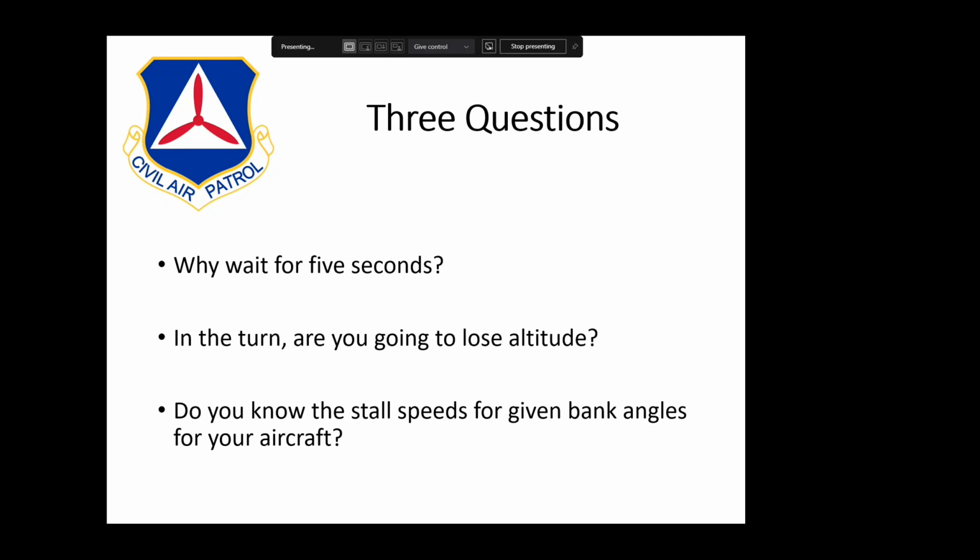So in this turn, are you going to lose altitude? Yes, right. And that was an obvious one, I guess. So then, do you know the stall speeds for given bank angles for your aircraft? So let's think of a G1000 182, and I know there are different aircraft out there. It's just the one I think that's common around here. How much does the stall speed become if you're in a 45-degree bank turn? I'm assuming it would be like 55.